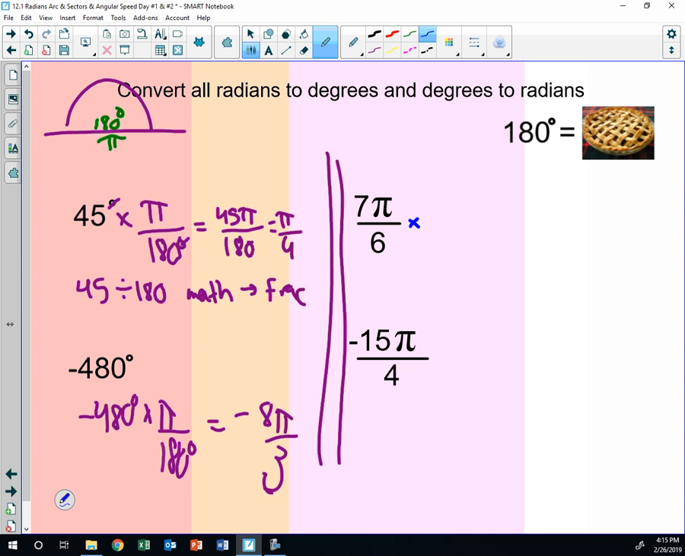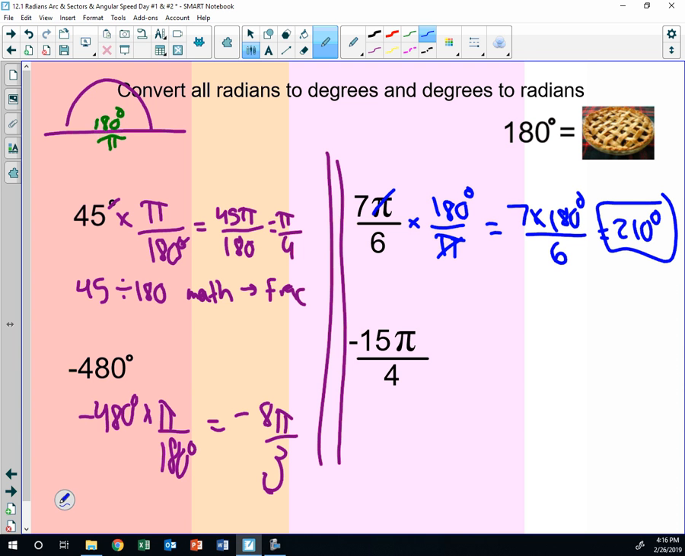All you're going to do is you want the pi's to cancel out. So put the pi's down here, 180 here, and then you'll just multiply it out. 7 times 180 all over 6. And now we're going to end up with degrees. The pi's, of course, canceled. And this is going to be, I think, 210 degrees, I believe.